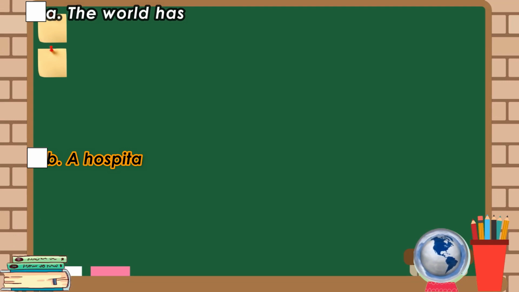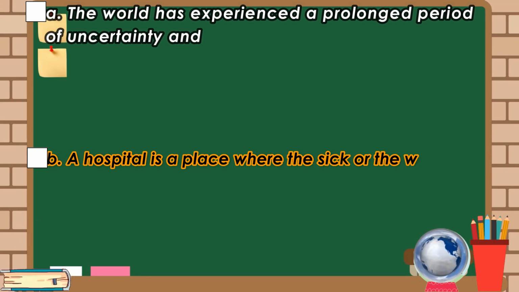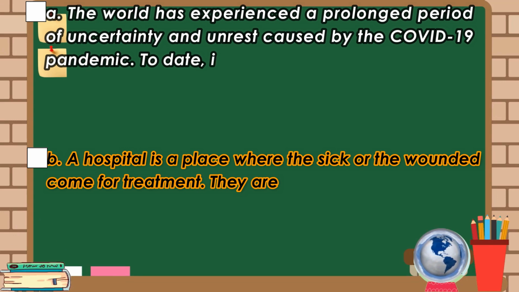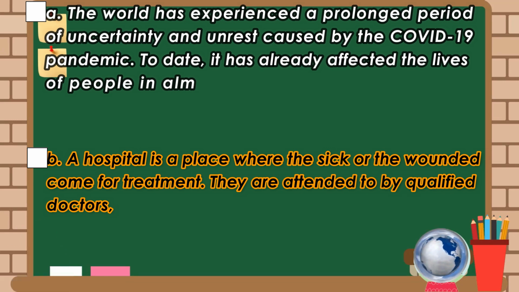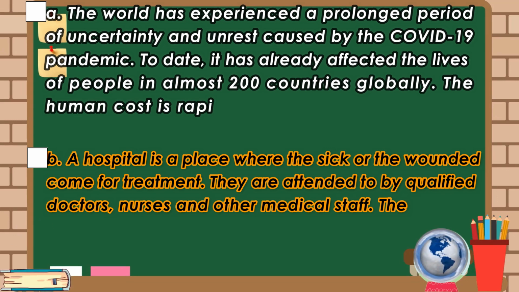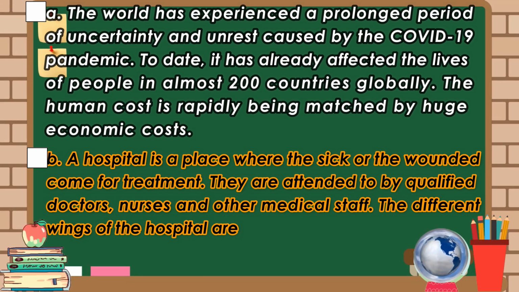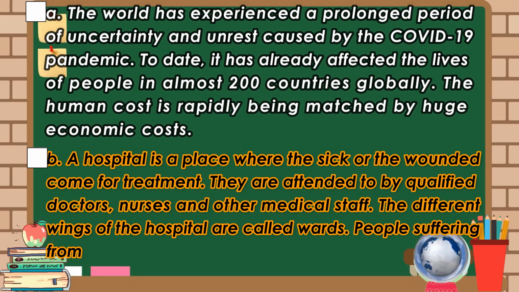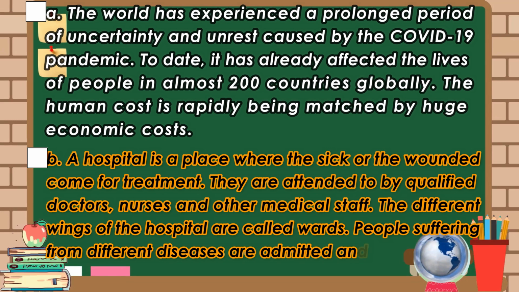A. The world has experienced a prolonged period of uncertainty and unrest caused by the COVID-19 pandemic. Today, it has already affected the lives of people in almost 200 countries globally. The human cost is rapidly being matched by huge economic costs.